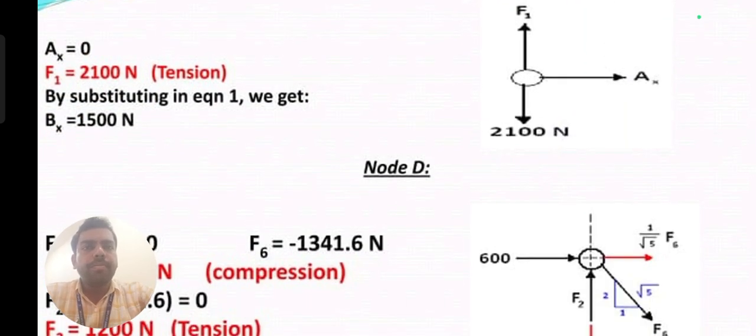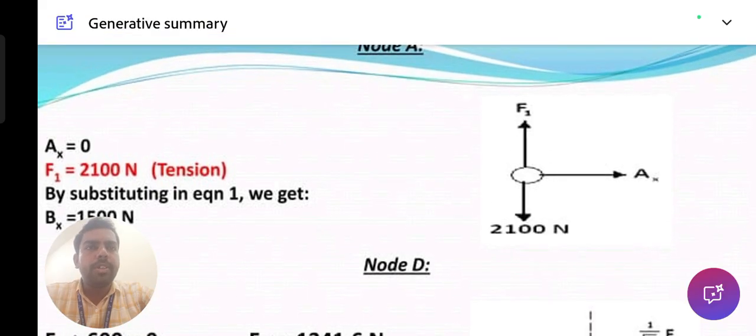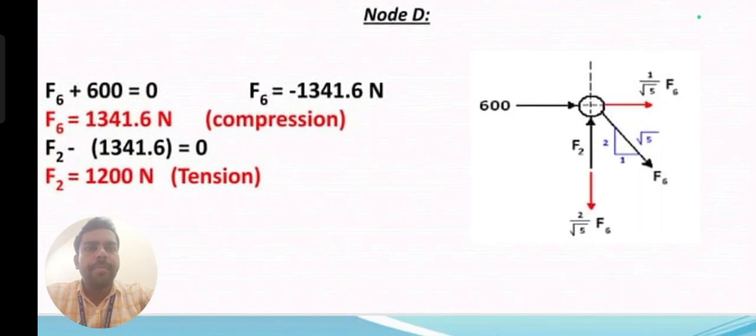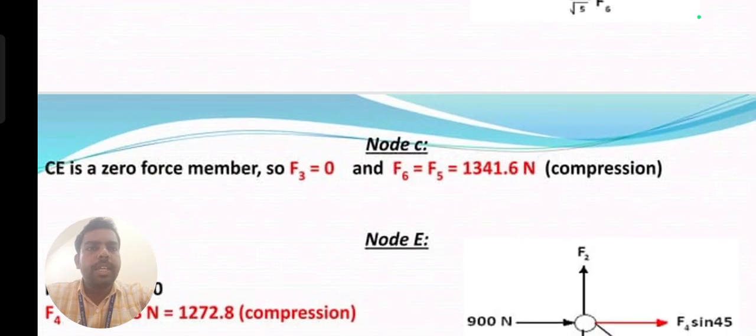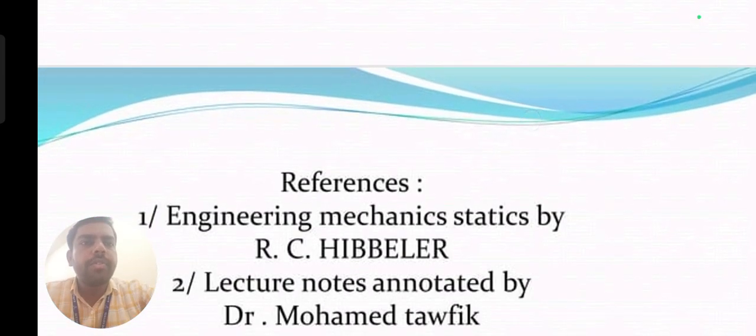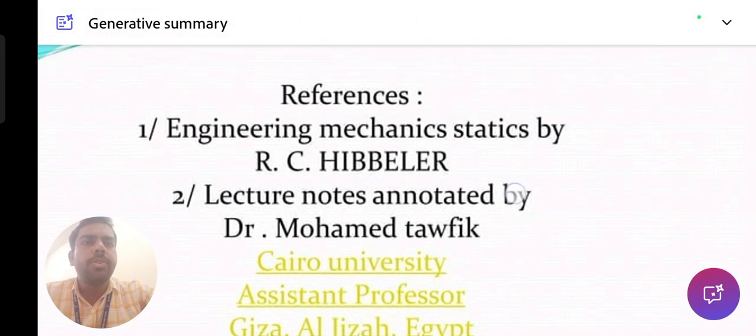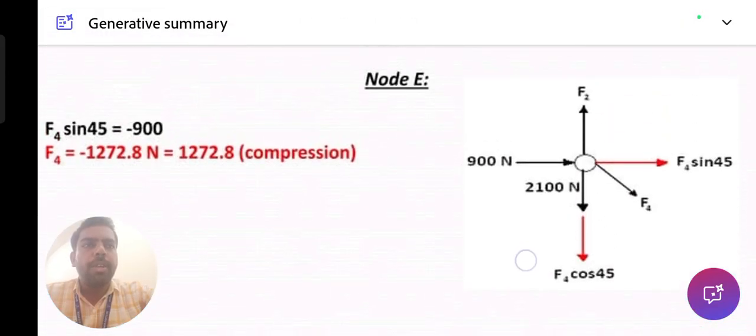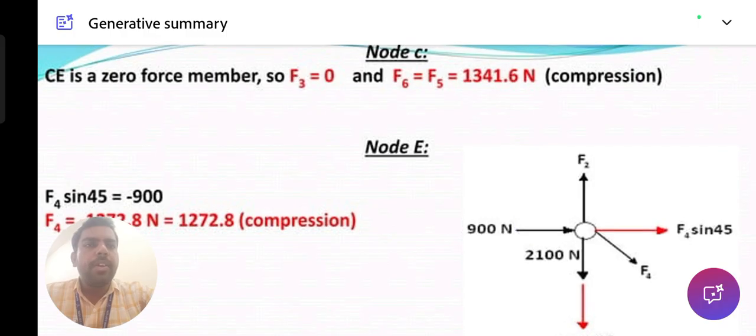Okay, this is for node A and node D. Next, node C with forces F5 and F6 is also the same, and node E is also the same. Okay, so these are the differences to find out the problem in that particular scenario. And here applying F4 means we should apply the sine cosine formula. The load should be acting at 45 degrees, you have to consider.